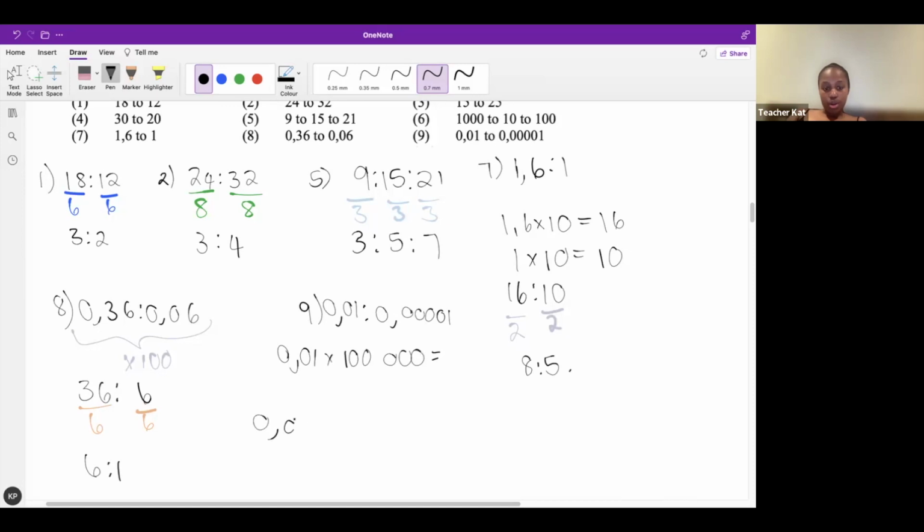and 0.00001 times 100,000. The first one is going to be how much? What's 0.01 times 100,000? It's going to be 1,000. Yes, it is 1,000. And the next one is going to be 1. So then my ratio is 1,000 to 1.